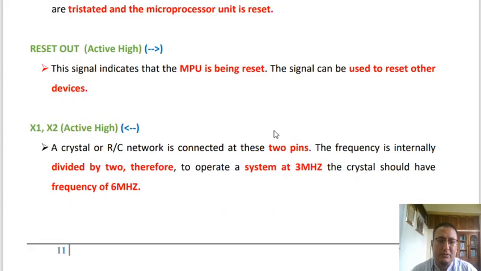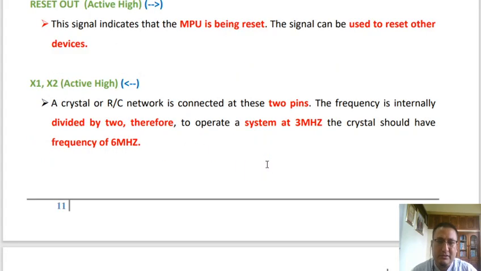Now X1 and X2. It's a crystal or RC network, and it's connected to the two pins X1 and X2. The frequency is internally divided by 2. Therefore, the operating frequency is internally divided by 2. So to operate a system at 3 megahertz, the crystal should have a frequency of 6 megahertz. As the frequency is internally divided by 2, if a device is to operate at 3 megahertz, the crystal should have a frequency of 6 megahertz.